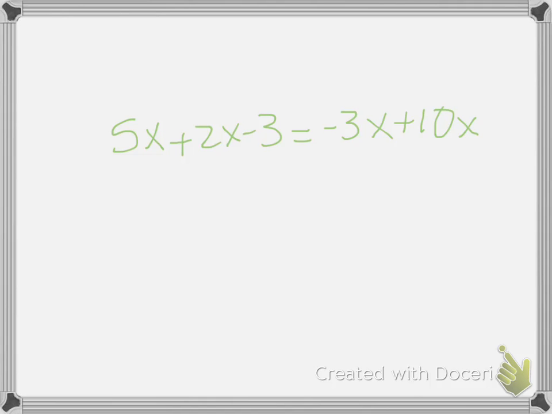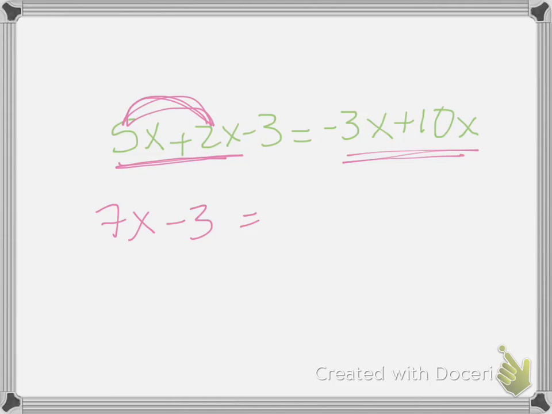Okay, this one, I need to combine like terms first. There's no multiplying or dividing yet, because I need to simplify what's on both sides first if I can. So I can combine these two because they're like terms. 5x plus 2x, I just add the numbers in front. So that's going to be 7x minus 3. Negative 3x plus 10x, I just do the numbers in front. So 10 minus 3 is going to be 7x.